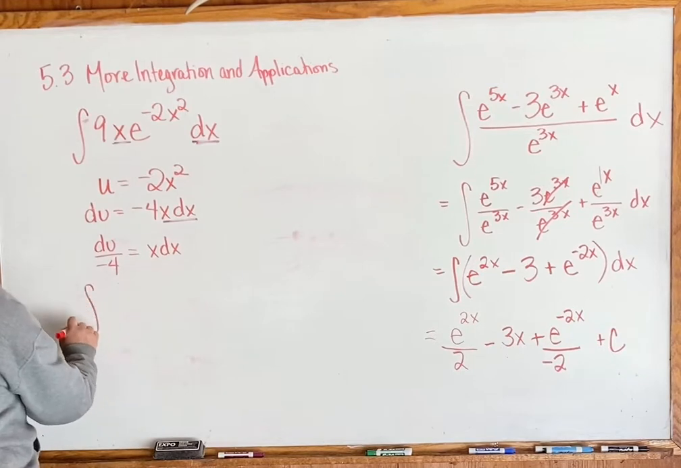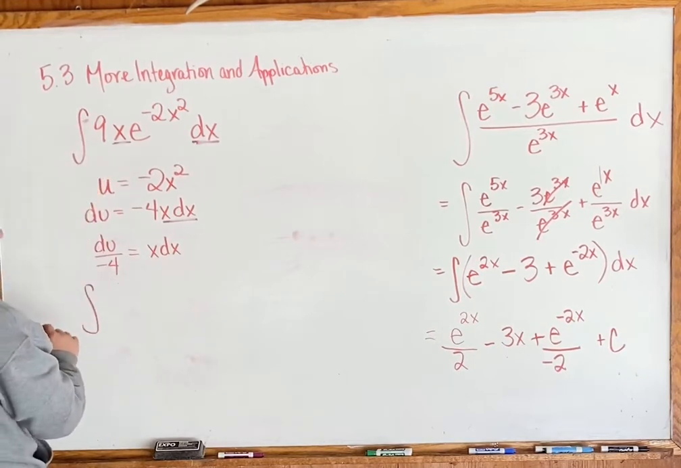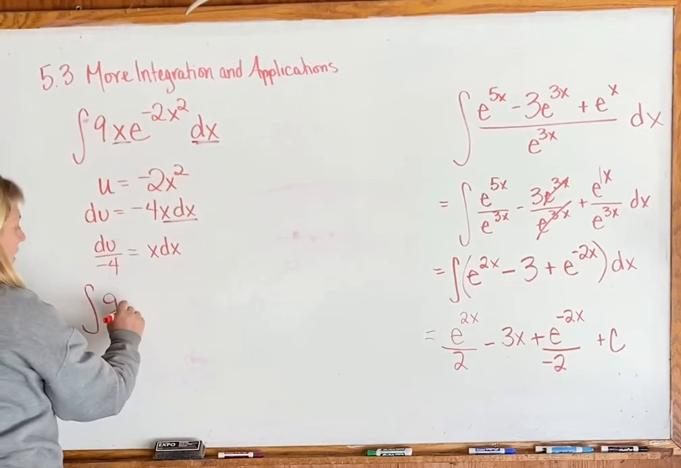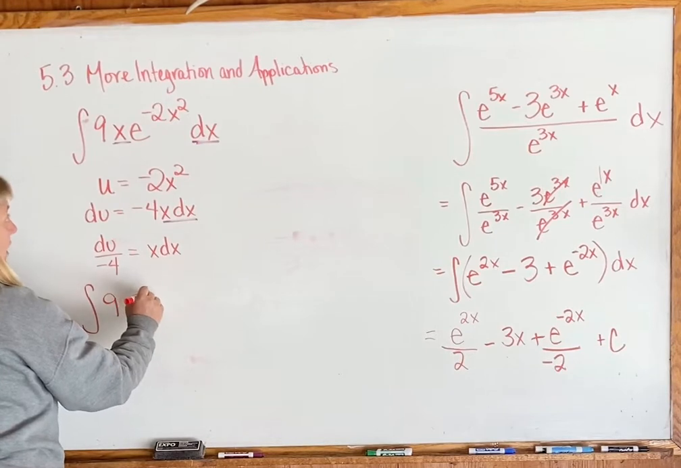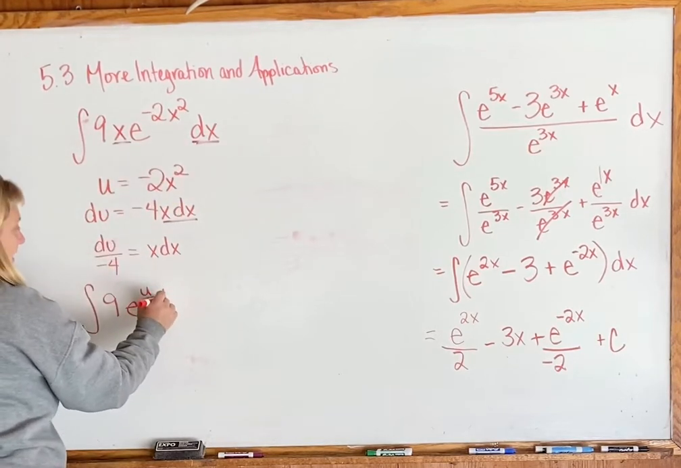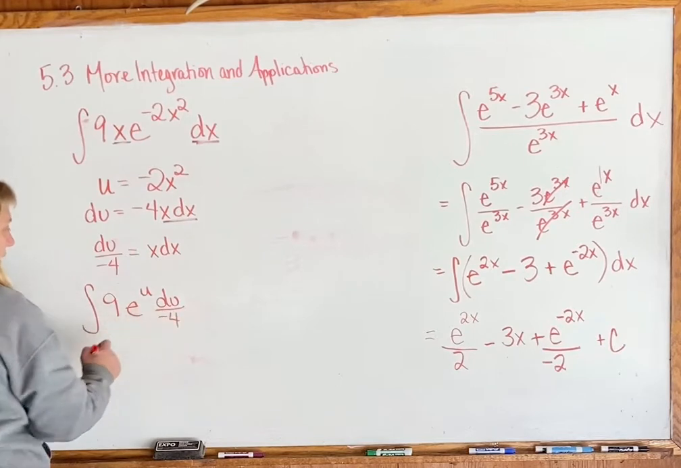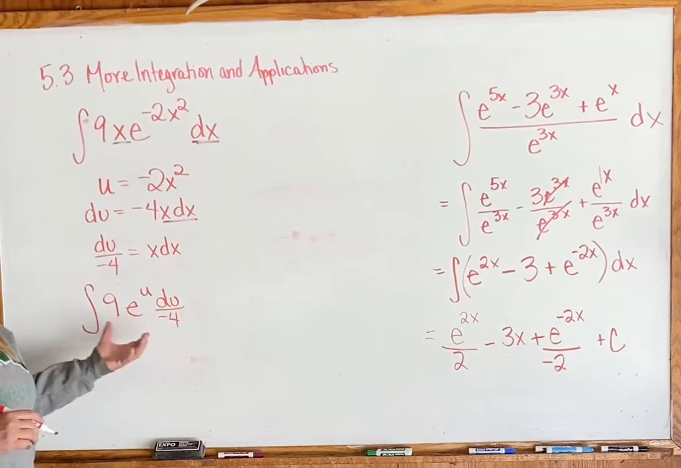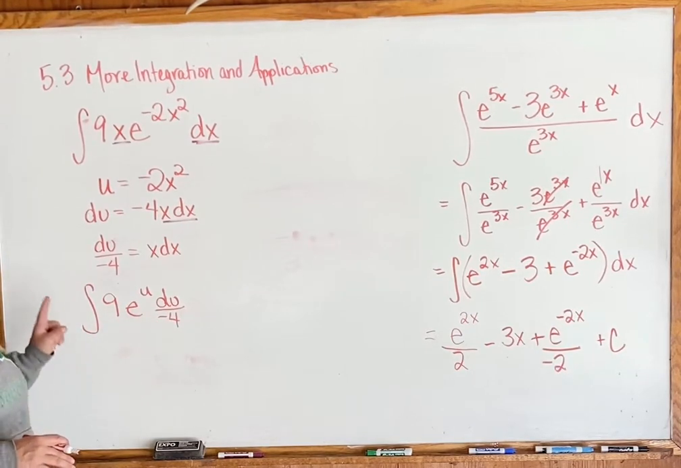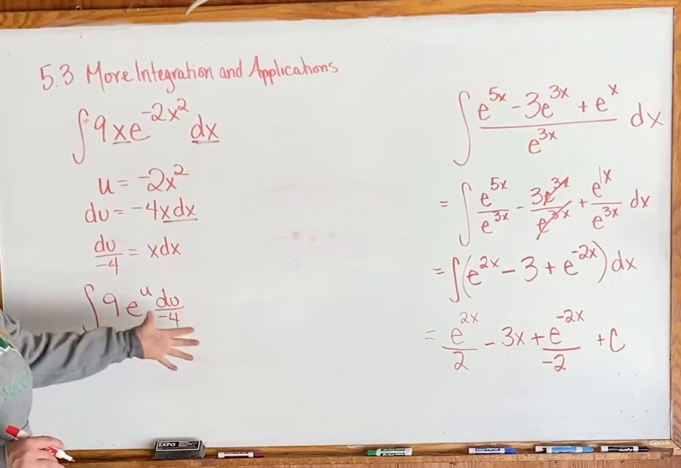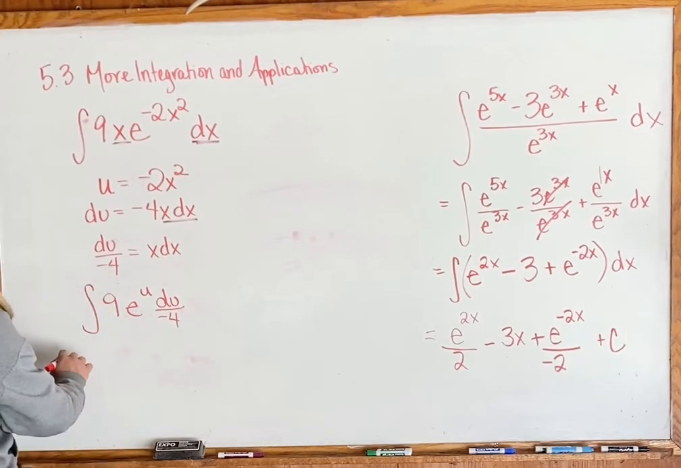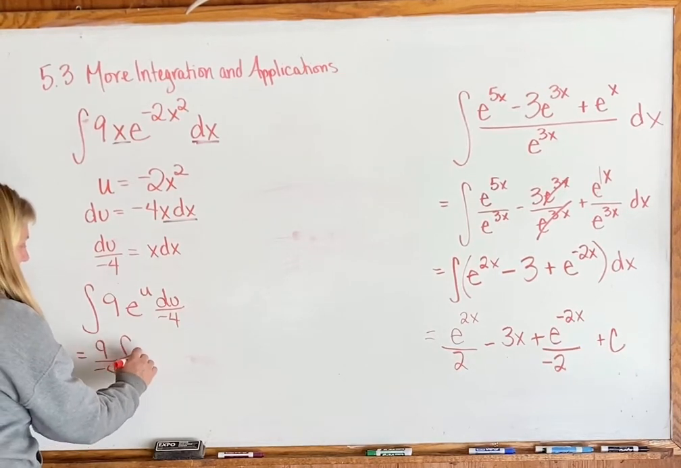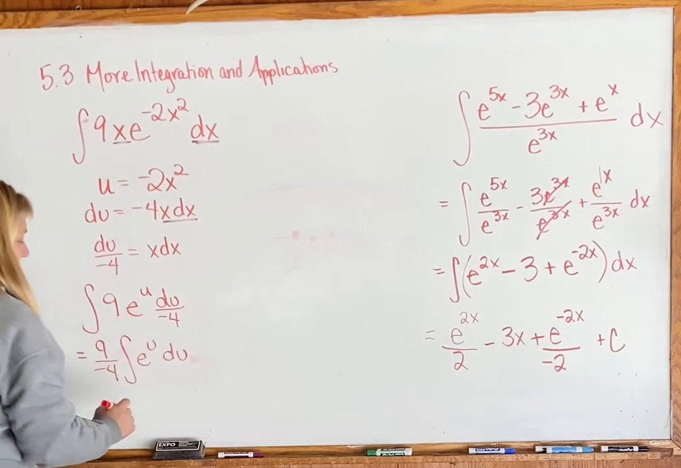But now when we do the substitution, we'll have the integral, and the 9 isn't going anywhere. So we still have a 9 out here. The x and the dx are going to disappear. We now have e to the u, and in place of the x dx, we put our du over negative 4. Now, just like before, we can pull that negative 4 out to the front. It's just a constant. It's not going to affect us. But what we also will want to pull out is the 9. Get everything out of there that's not helpful to us. So we'll say 9 over negative 4 integral of e to the u du.